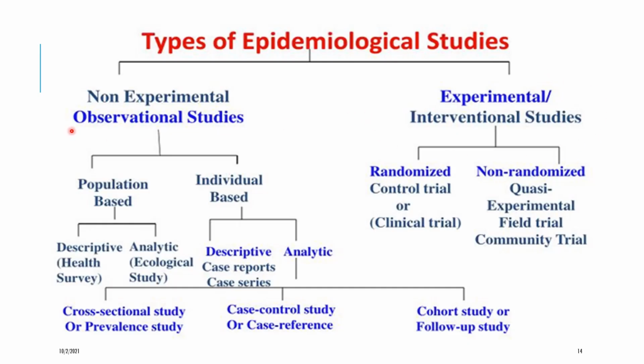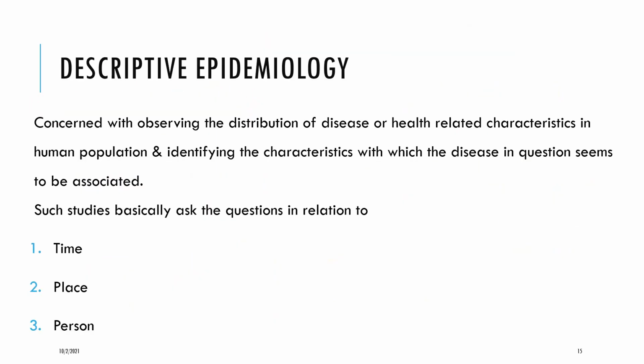As the name suggests, in observational studies, we ask questions. That is, is dental caries higher in people who eat? Descriptive epidemiology is all about finding out the prevailing conditions. Now, such studies ask three questions in relation to time, place, and person. Time, when is the disease occurring? Place, where is the disease occurring? And person, who are the people who are affected?